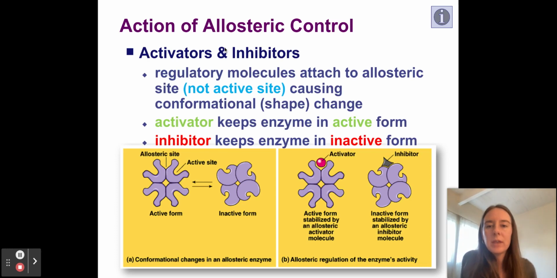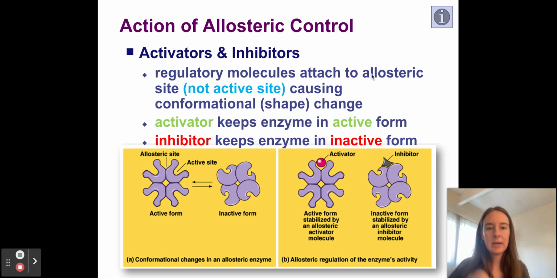Now, when we think about this word allosteric, this word is really important. If you look it up, it basically means something else, something other. The root word allo means other, so allosteric control. So this is something that's controlling the enzyme that's kind of outside of the enzyme itself. So let's look at two types of allosteric controls. The first is called an activator. The second is called an inhibitor. Okay. Now, what are these? These are regulatory molecules. They regulate the function of an enzyme.